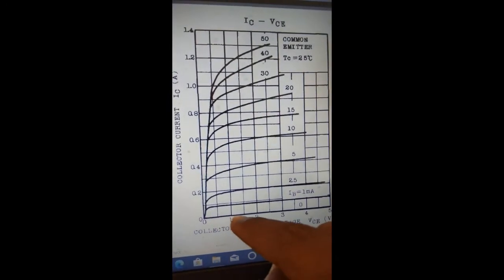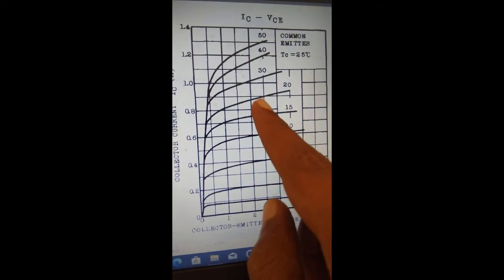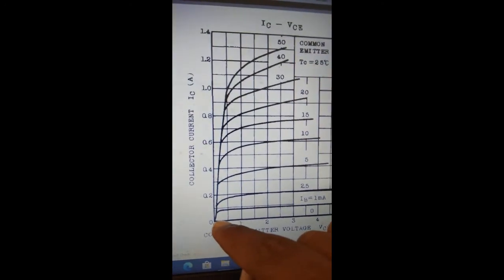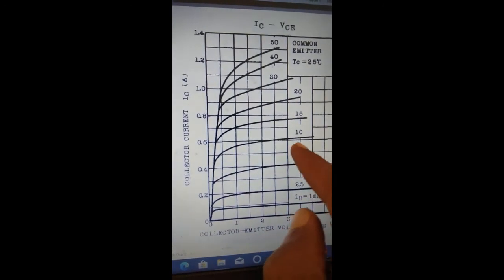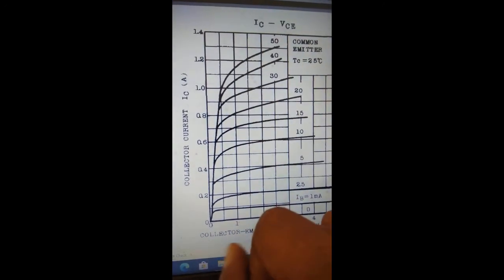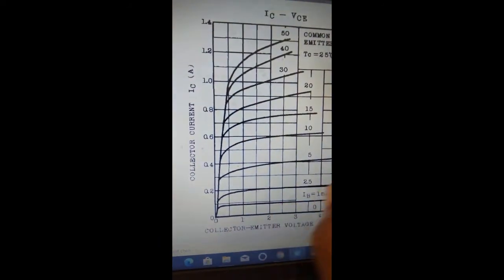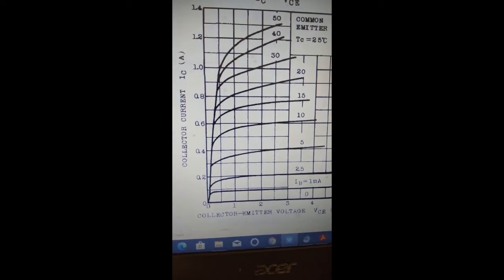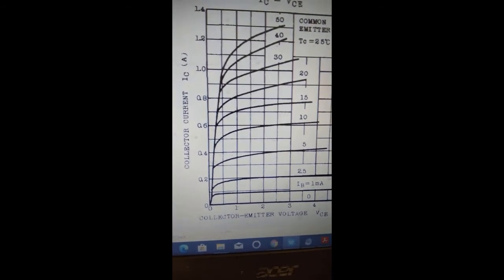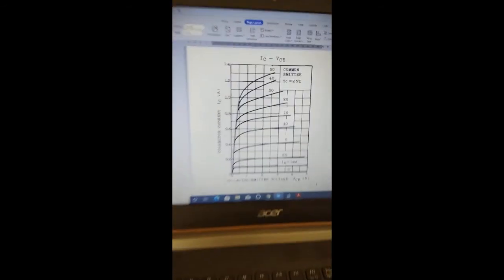Similarly, if we increase the value of IB, IB means base current, then what will happen? This IC, it will attain a stable value for various value of base current. For these particular characteristics, we assume that the temperature is normal temperature around 25 degree Celsius. So in observation table, this is observation table for these characteristics.